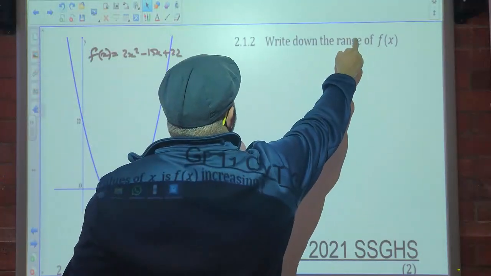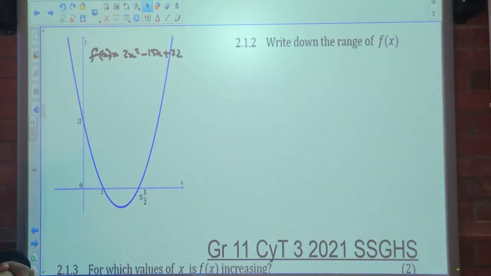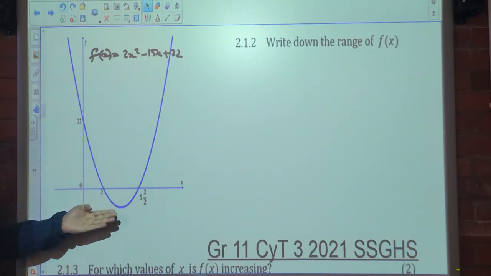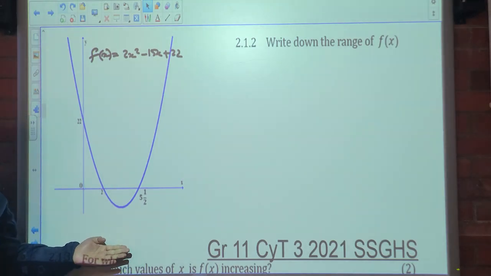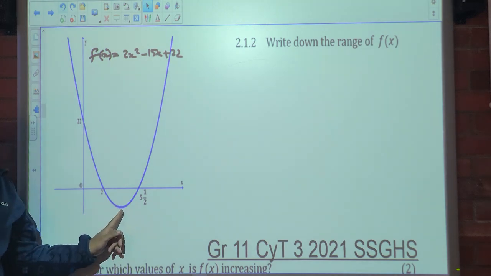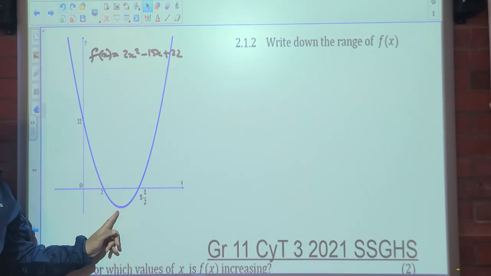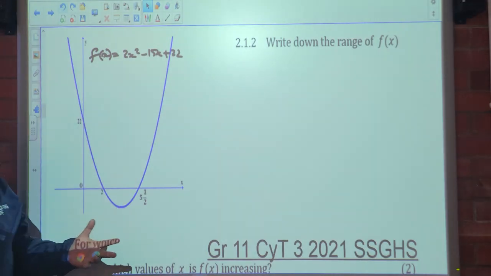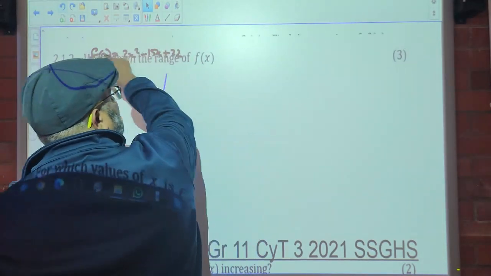Let's go to 2.1.2. Question paper and memo can be found in the description box. Write down the range of f of x. What's the range? All possible y values. Does this graph exist at negative infinity? No. Where does it start existing at? The y value of the starting point. Do we have that? No. So what does that mean? I must calculate. I have enough information to calculate that point.